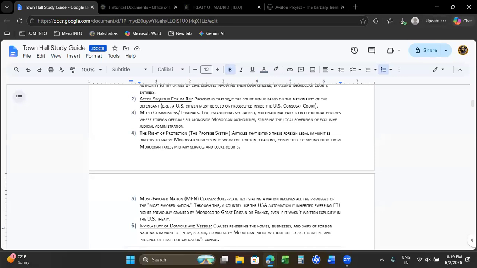Clauses rendering homes, businesses, and ships of foreign nationals immune to entry, search, or arrest by Moroccan police without express consent and presence of a foreign nation's consul. So again, further solidifying everything that's been going on here. You know, when it comes to searching my business, right?